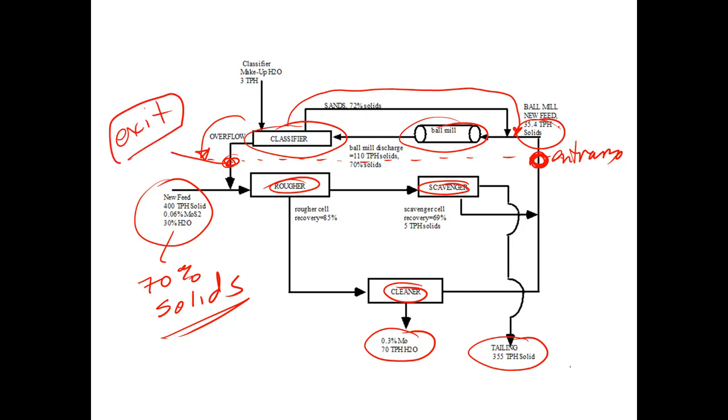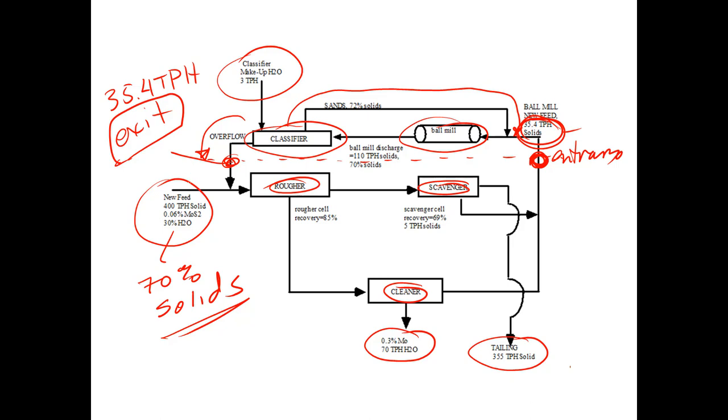And so what that means is all of these solids, 35.4, are going to report over here. Now they're going to be smaller particles, but they're still going to weigh the same and they'll have the same grade. There is a makeup classifier feed coming into the classifier. That is just water, no solids. So once again, the solid and grade does not change as you go from one side of the ball mill new feed over to the overflow out of the classifier. So with that said, let's go ahead and get started.